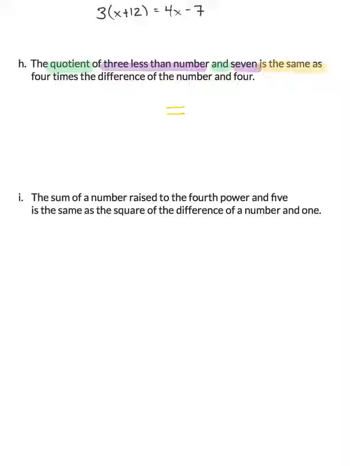So we have 3 less than a number. Remember that less than is a reverse order phrase, which means I need to flip this around. This is going to be x. Less than means subtract, so we get x minus 3 over 7. From there, that is our left side of the equation. From there, we want to go ahead and move to the right side of the equation.